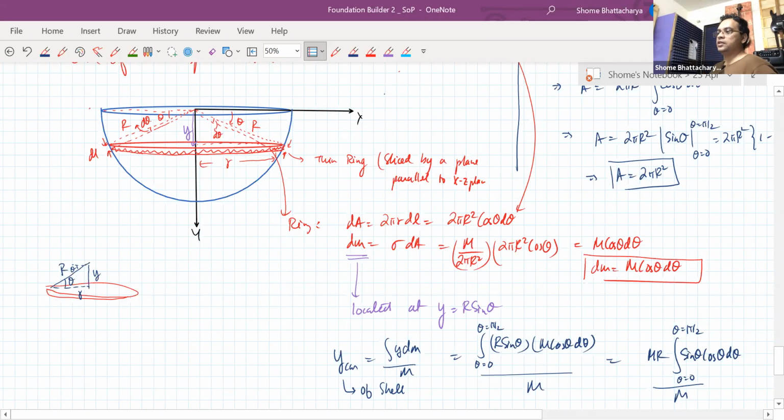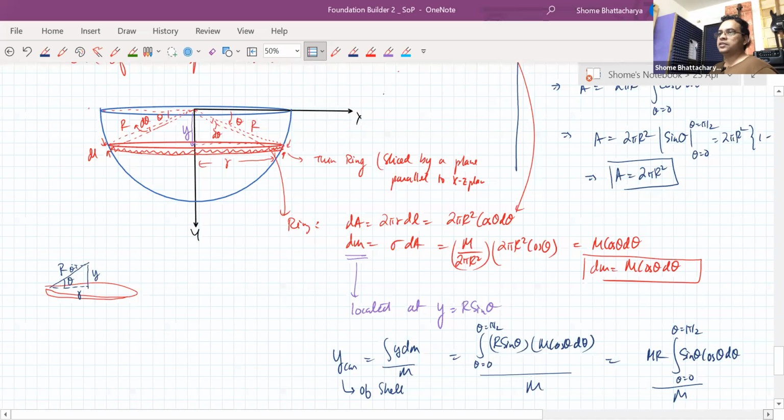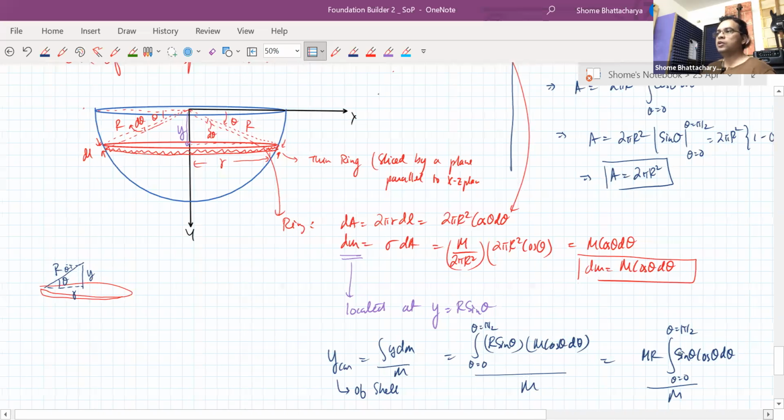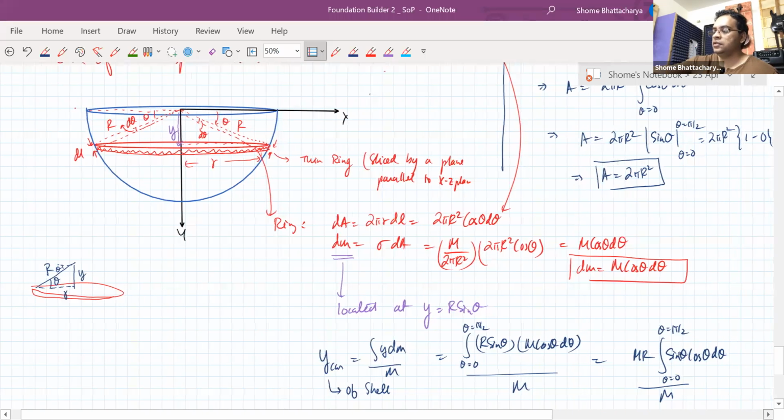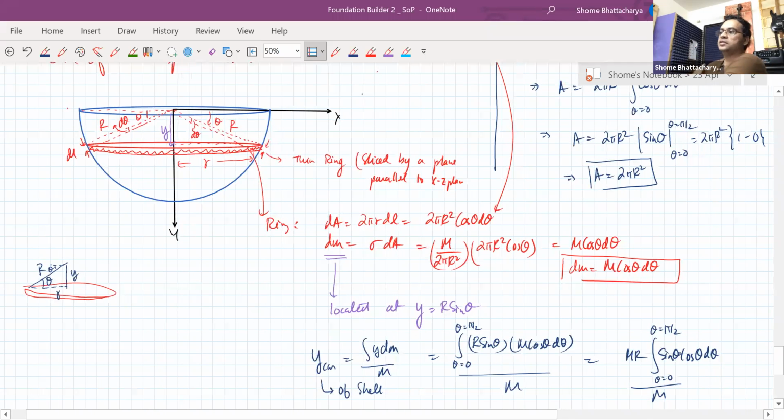So I just want you to note this down and try to do the integration yourself. I'll give you a hint how to do the integration. There are two things. One is you can use the formula of sine 2 theta. You must have learned sine 2 theta is 2 sine theta cos theta. Or you can use substitution also, because you know cos theta is the differentiation of sine theta. Both the methods are equally easy.